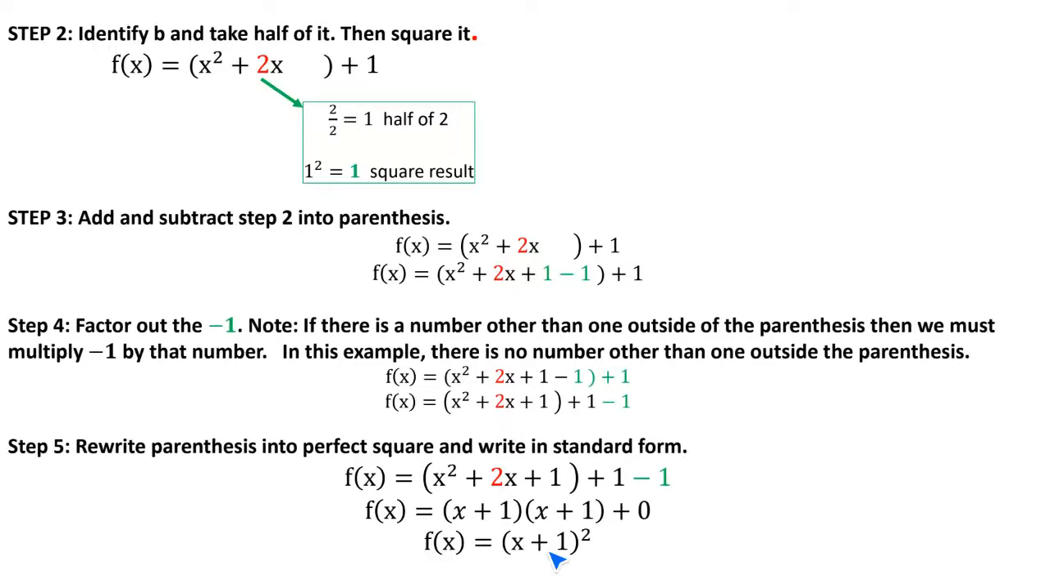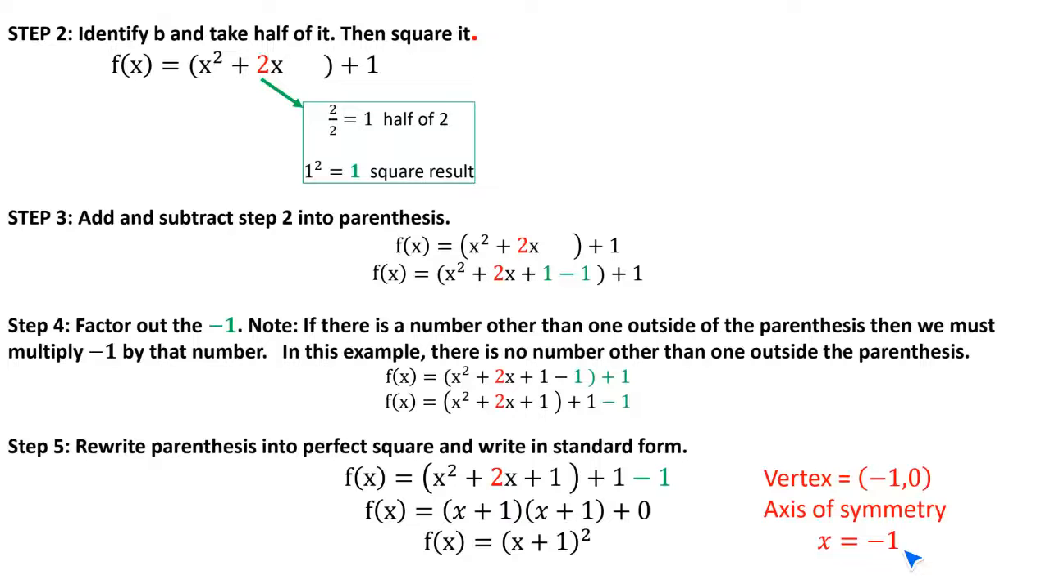-1 for, since I have my +1 here, remember it's the opposite. So that's going to be a -1. And then I don't have a constant number here, so that k is going to be 0. Okay. So the axis of symmetry is that dotted line that cuts the parabola in half. And remember that the axis of symmetry is always the x value of your vertex. So in this case, we write the axis of symmetry as x equals -1.